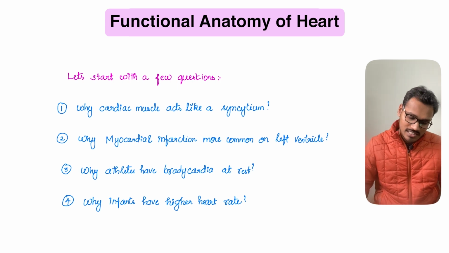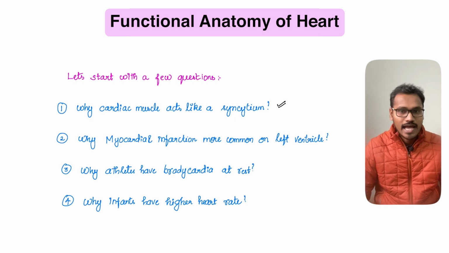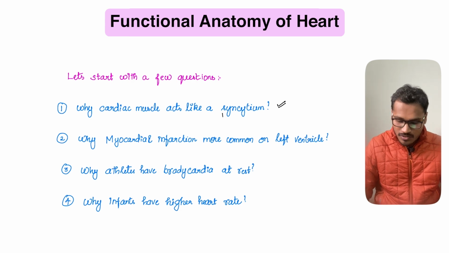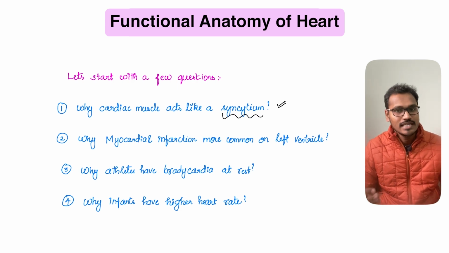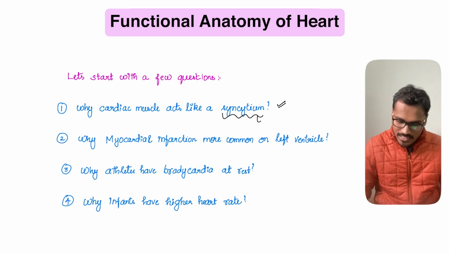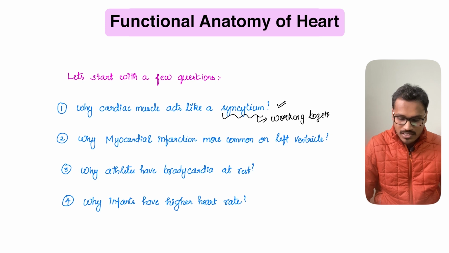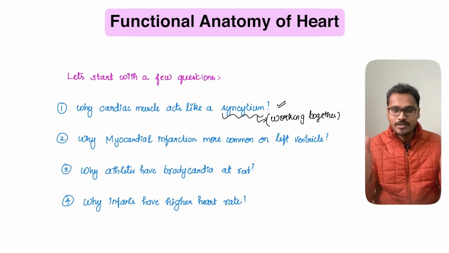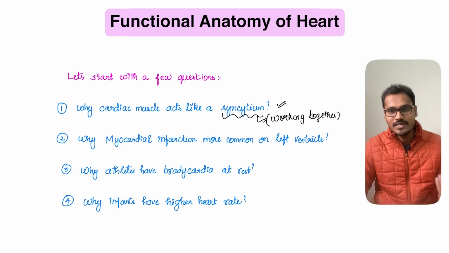So first thing is, why does the cardiac muscle act like a syncytium? Some of you might be hearing this term syncytium for the first time. It means that they are working together. So why does the cardiac muscle act like a syncytium? That is, they are working together. And how is it possible? Obviously they have to work together, but how is this possible? All of them have to contract at the same time. The ventricles have to contract at the same time. So how is this possible?